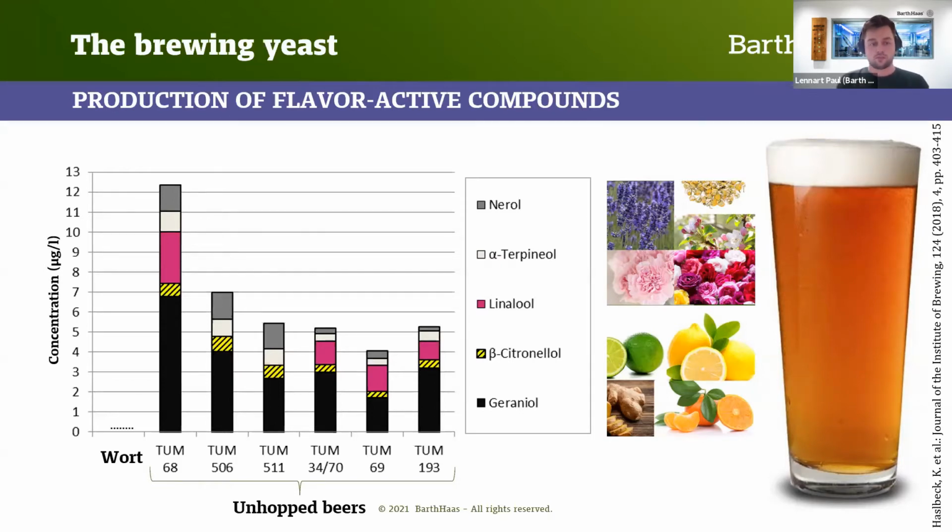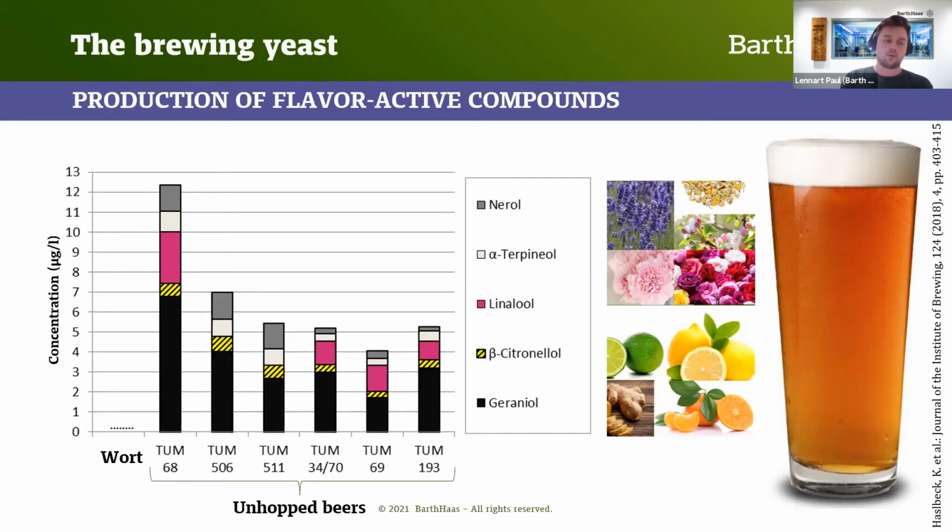After fermentation with these 6 different yeasts, the first one, TUM 68, is a classic wheat ale strain. The 506 and 511 are ale yeast strains. The last 3 are lager yeasts. All of them are capable of producing these monoterpene alcohols, which are described flavor-wise, as shown on the right side of the slide, as lemon, lime, orange, or ginger style flavors, or some floral like lilac. This is pretty interesting, I would say.